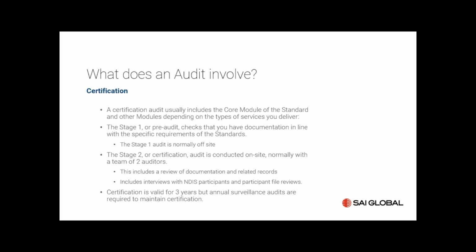For a certification audit, the first bit is a stage 1 or pre-audit that makes sure that you've got the documentation and systems in place in line with the requirements of the standard. That stage 1 audit is normally done off-site to minimise any cost associated with travel or getting the auditor there, but it can be done on-site if you prefer. So if you like, it's an Are You Ready audit. So check to make sure that you've got everything in place.